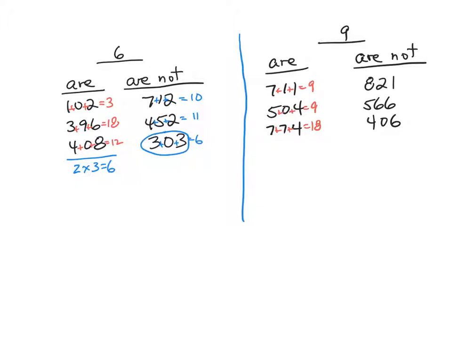When I look at the ones to the right, 8 plus 2 plus 1 gives me 11. 11 is not divisible by 9. 5 plus 6 plus 6 gives me 17. 17 is not divisible by 9. 4 plus 0 plus 6 gives me 10, and 10 is not divisible by 9. So, the rule for 9 is very similar to the rule for 3. In order for a number to be divisible by 9, the sum of the digits has to be divisible by 9.